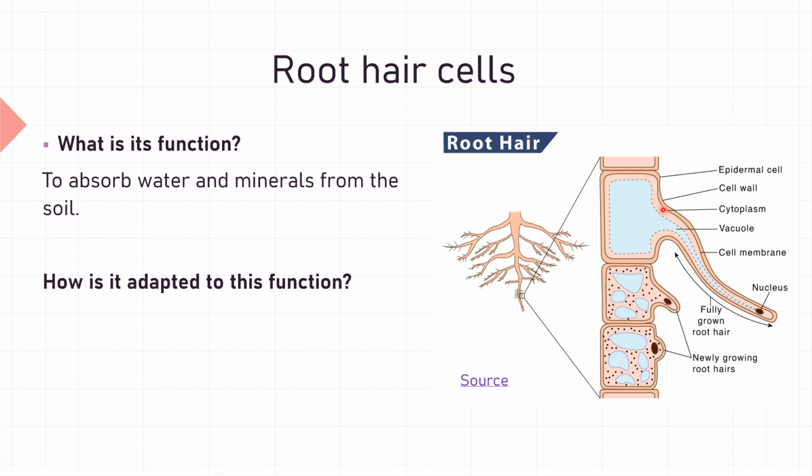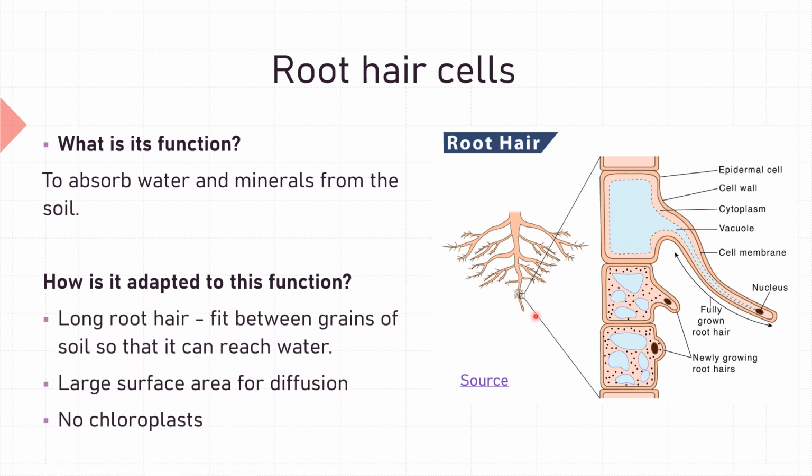So how are they adapted? Of course, they have a nucleus, cell membrane, cytoplasm, cell wall, etc. But the point is, so that roots can absorb a lot of water and a lot of minerals, they need cells that are specialized for that. How? They need long root hair. This long root hair will fit between grains of soil so that it can reach water. Of course, the longer the root, the more possibility that water will be reached.